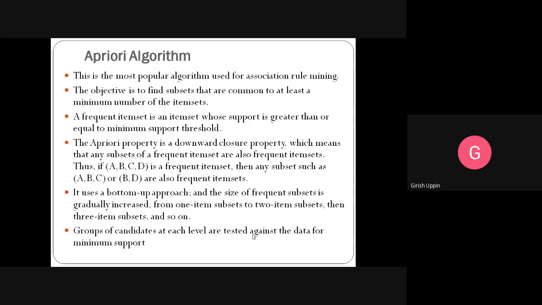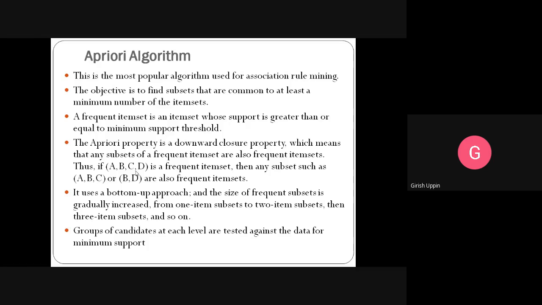Apriori property is a downward closure property. What is the meaning of that? Suppose you get A, B, C, D as the frequent item set, which is above the threshold of the support that has been set. If this is the frequent item set, then any subset of this, for example A comma B comma C or B comma D, any of these combination subsets is also a frequent item set.